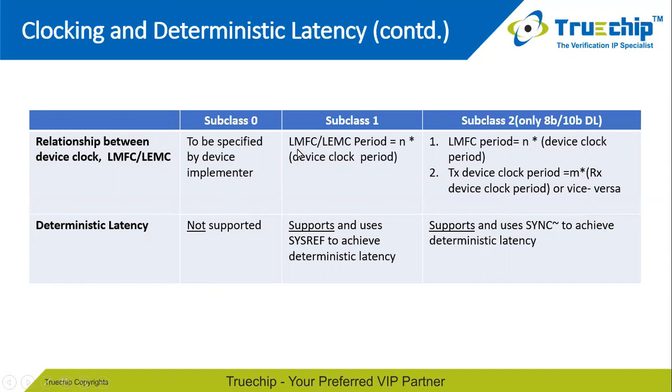For subclass 1, the LMFC or LEMC period shall be a whole multiple of the device clock period. For subclass 2, there is one more constraint. The transmitter device clock period shall be a whole multiple of the receiver device clock period, or vice versa. The last and the most important difference is the support for deterministic latency. Subclass 0 devices do not have any support for deterministic latency, whereas subclass 1 achieves deterministic latency with the help of the SysRef signal, and subclass 2 with the help of a sync signal.